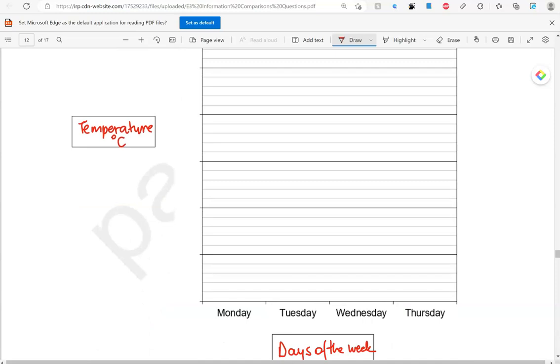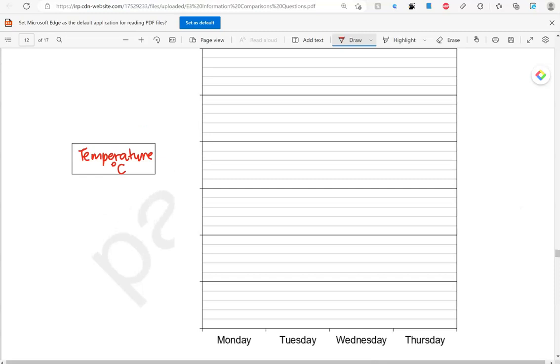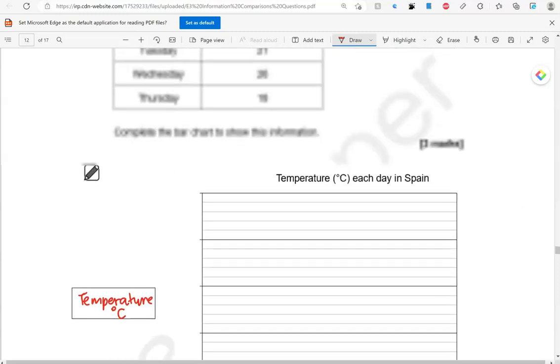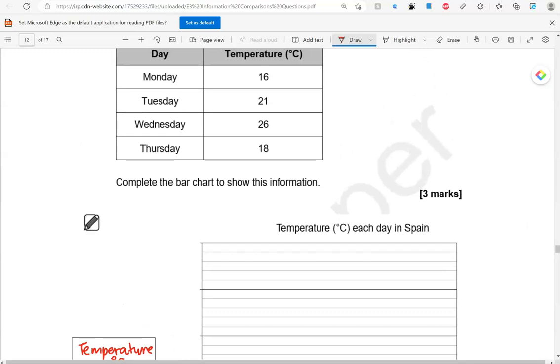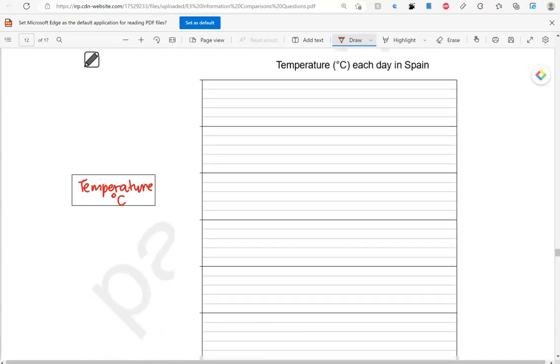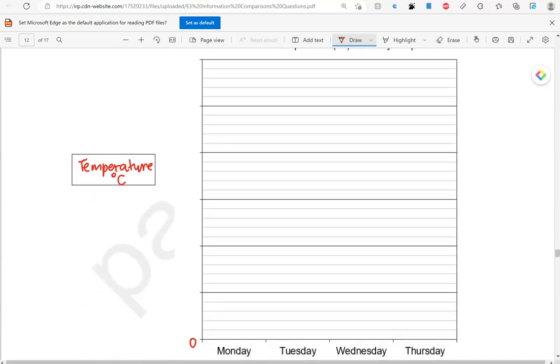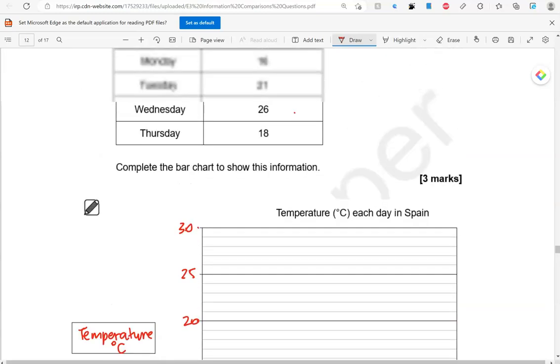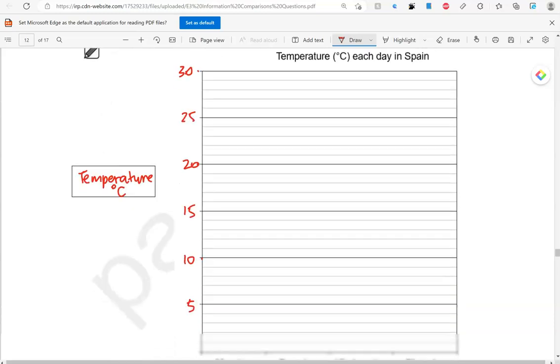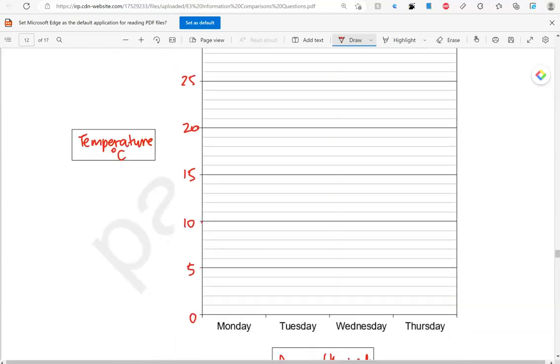so we need to put the numbers first. That tells me start with 0. What's the highest number we're going up to? That is 26, so maybe go up to 30. That would be 10, 20, 30. So put 5, 10, 15, 20, 25, 30. So Monday was 16, so 15, 16.